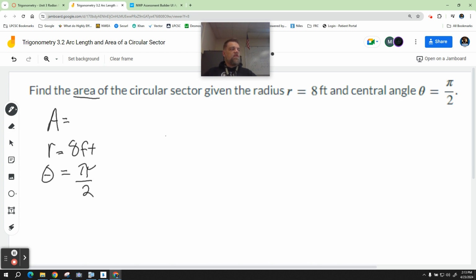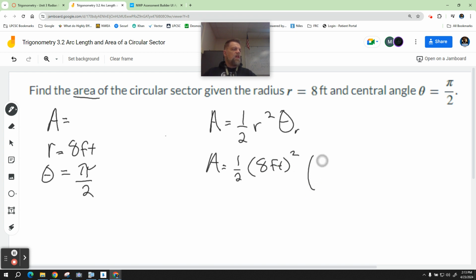So anyways, what's this formula? Well, the area is equal to 1/2 times the radius squared times theta, in radians. So then my area is equal to 1/2, the radius is 8 feet squared, times pi over 2.